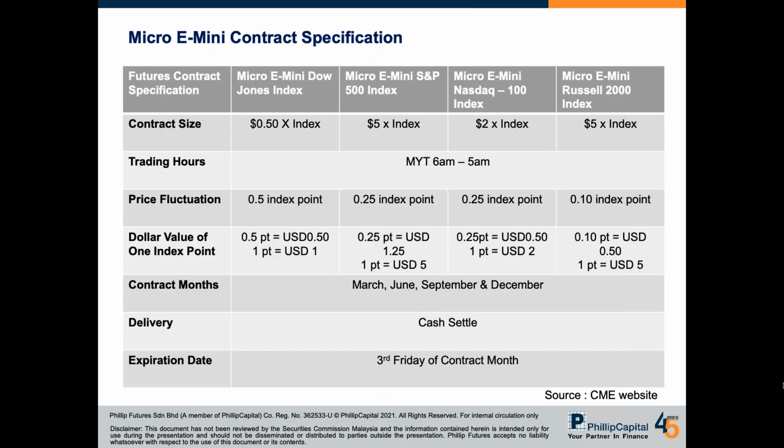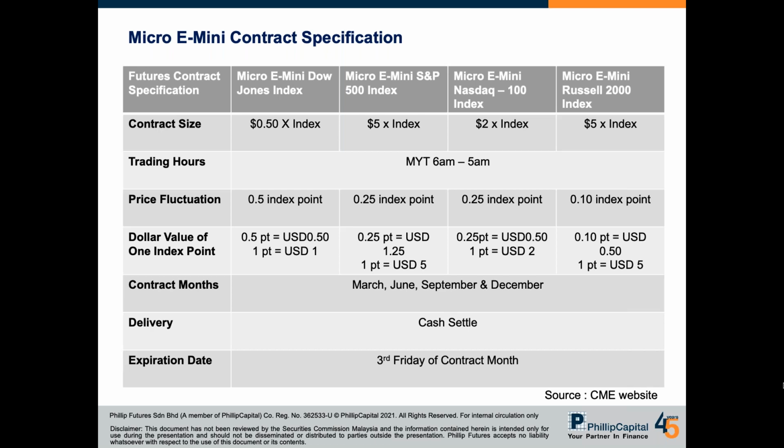Okay, the same goes for the Micro E-mini contract specs. Every one of them has its own contract specs, and you can see from here that all of these indexes have different contract sizes. For E-mini Dow Jones, we have $0.5, for S&P it will be $5, for Nasdaq $2, and for Russell 2000 $5.